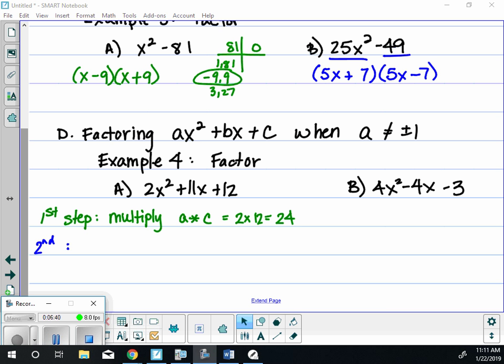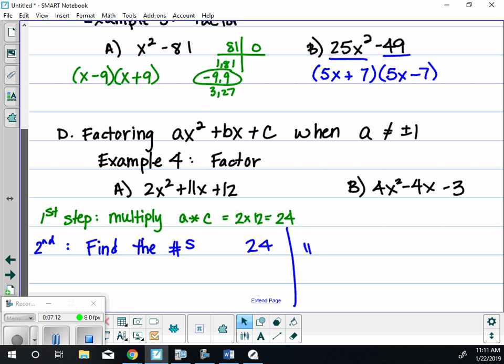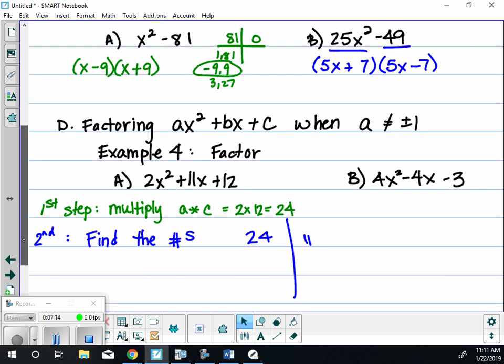When you take the first number times the last number, then what we're going to do is find the numbers. But in this case, we want two numbers that multiply to 24 and add to 11. Okay. So instead of finding two numbers that multiply to 12, we're looking for two numbers that multiply to 24 and add to 11.